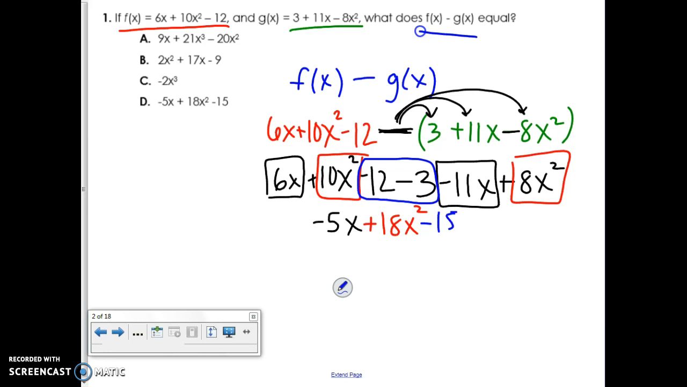Okay? Can I combine any more like terms? I am done. I cannot combine any more like terms, so we would take a look up here. Let's see if any of my answers match. And the only one that has anything close to what I have is, in fact, letter D. That is your correct answer.